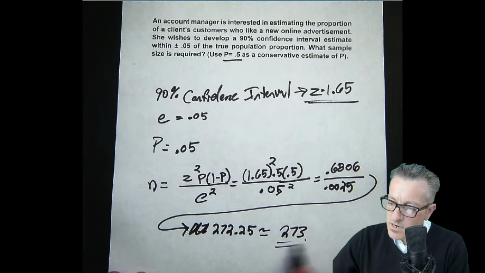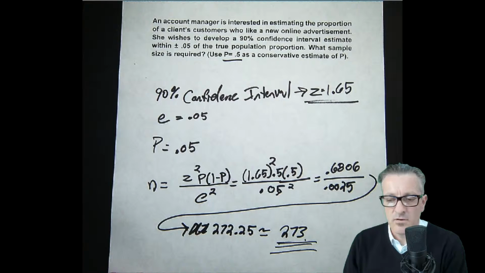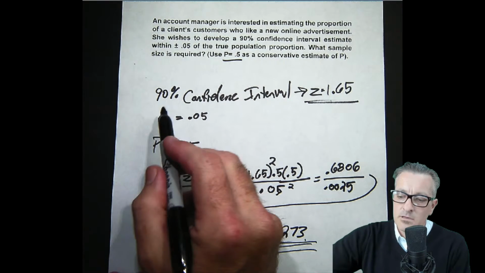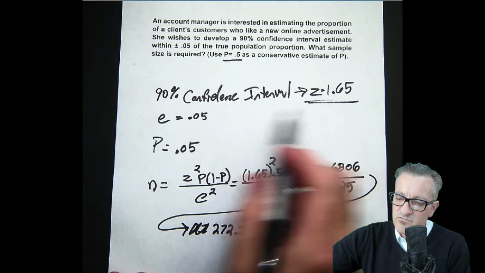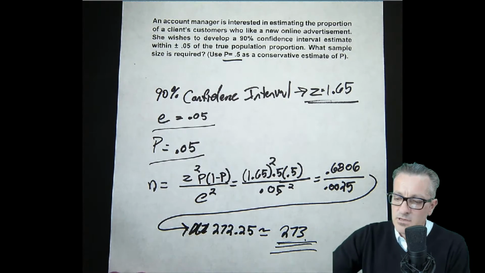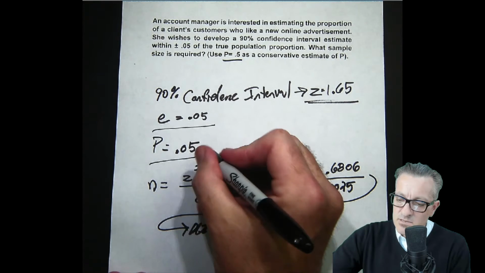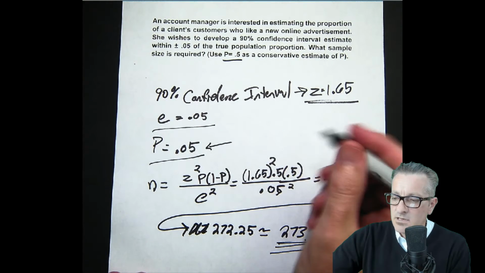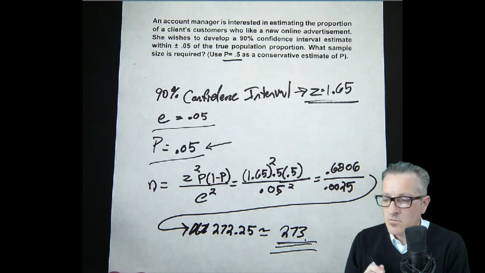And that's the required sample size to make sure that we have at least a 90% confidence interval with an error of 0.05 and a p of 0.5. And this is an estimate that is conservative. So that's how you would do it.